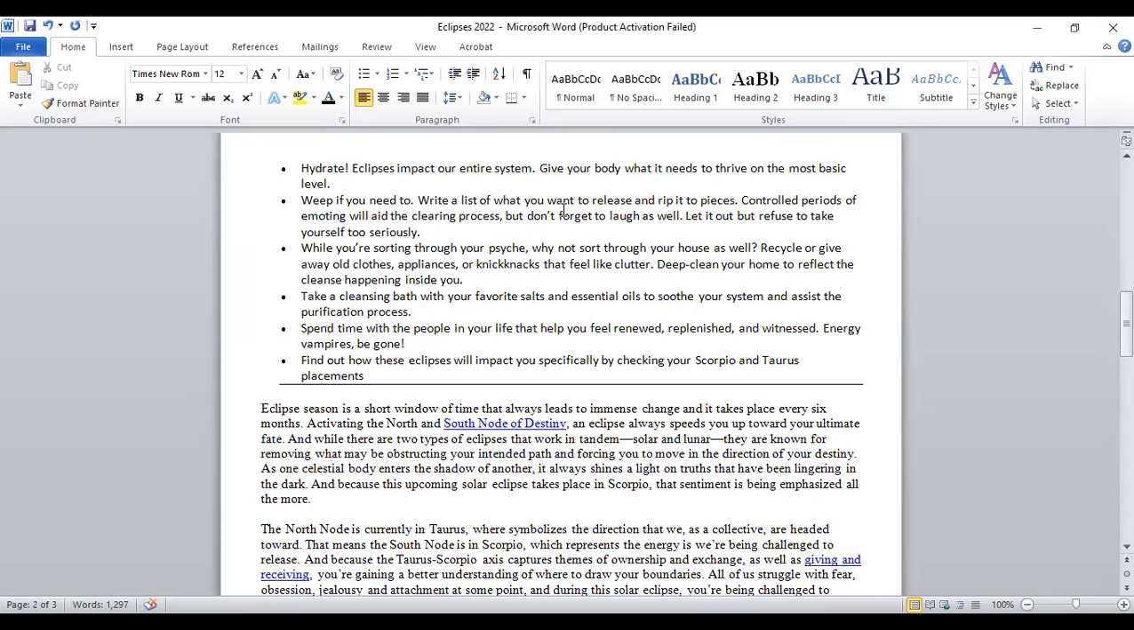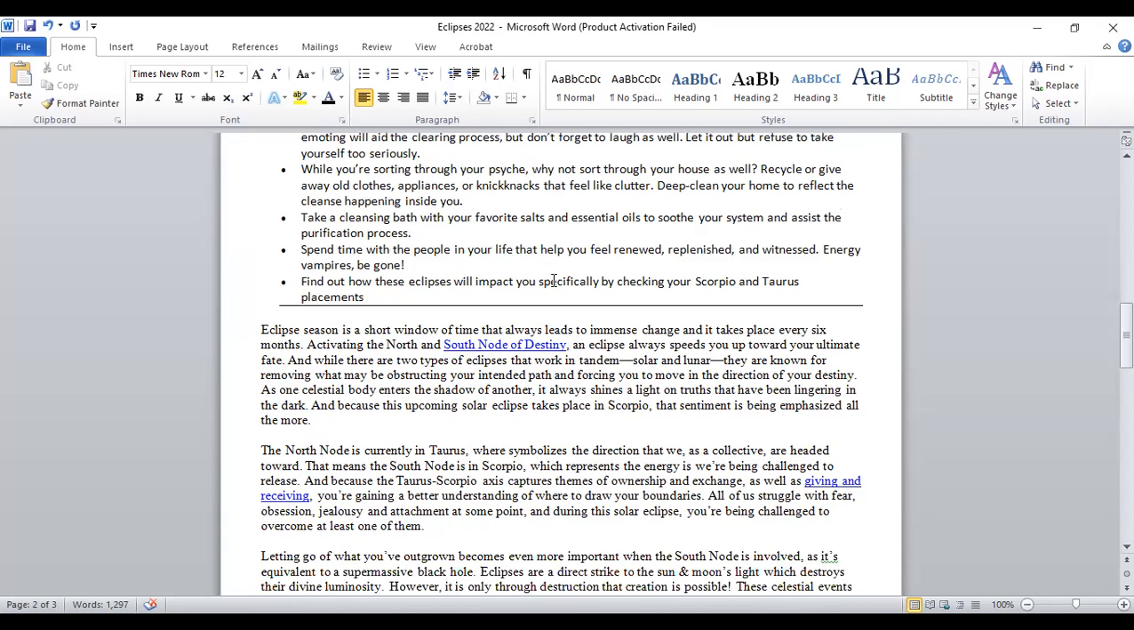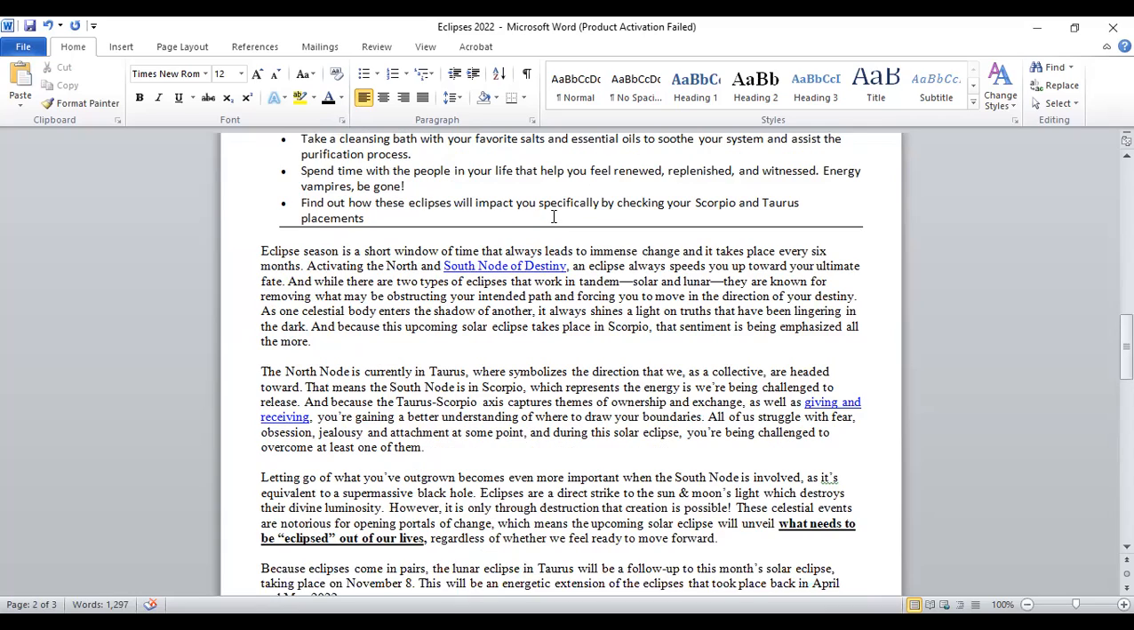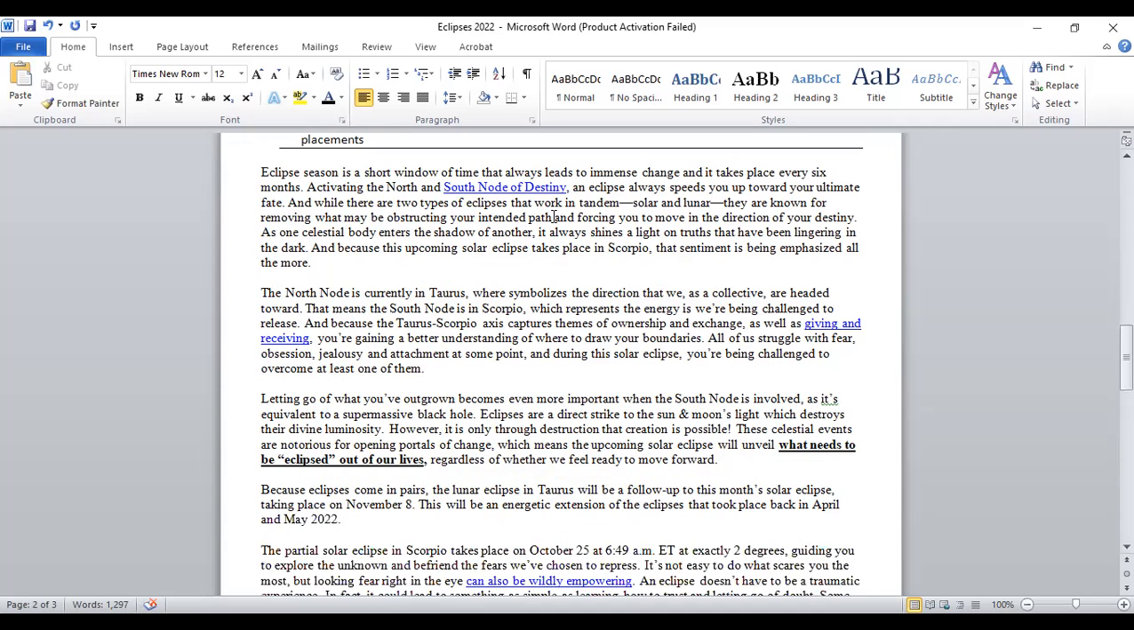Controlled periods of emoting, letting things out that maybe you've been sweeping under the carpet. You might also want to recycle or give things away. You might want to clean, declutter, or baby yourself: baths, purification, purging, enemas. These definitely help to balance this energy now.